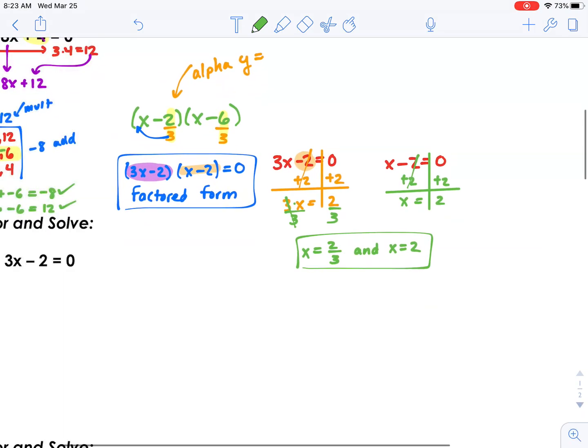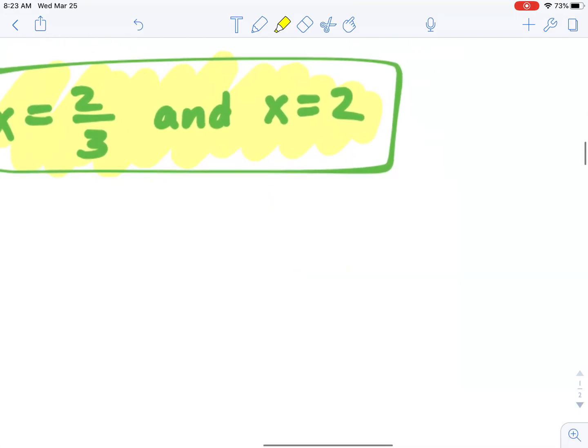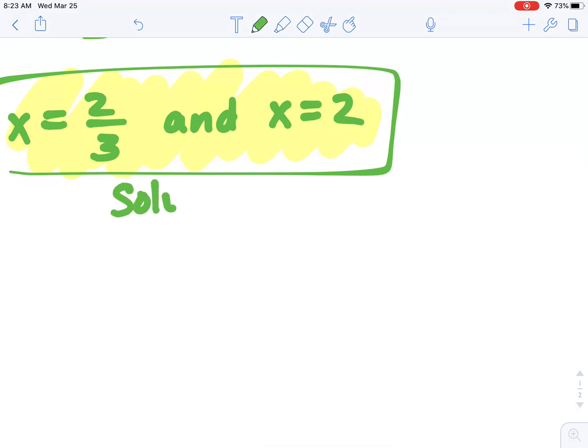Some of your homework problems are just going to ask you to factor, and you're going to know it's multiple choice answers, so you'll be able to tell by the answer choices if they want you to factor. Over here, these problems are asking you to solve.